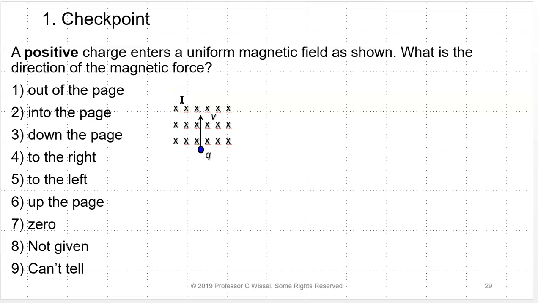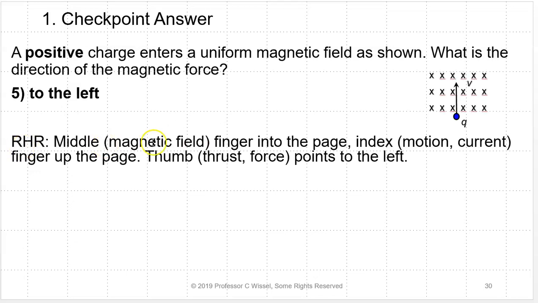Motion, your index finger should be directed up the page. That's V. And the magnetic force is to the left. The middle finger, which is the magnetic finger, is into the page. The index, which is the motion or current, is up the page. The thumb, which is the thrust or force, points to the left.